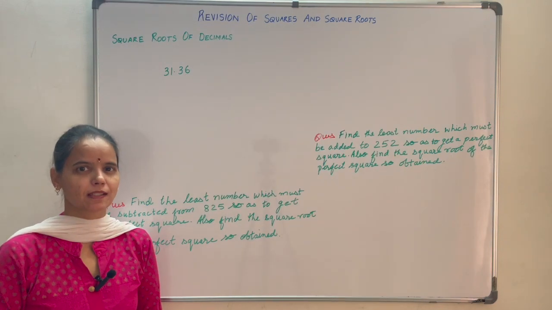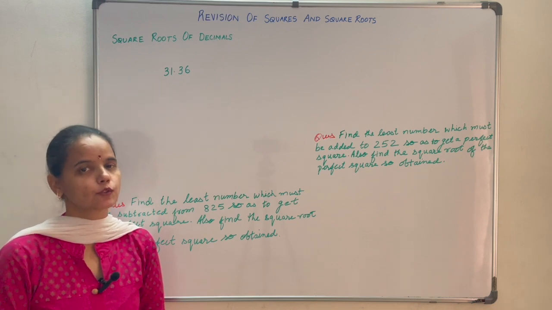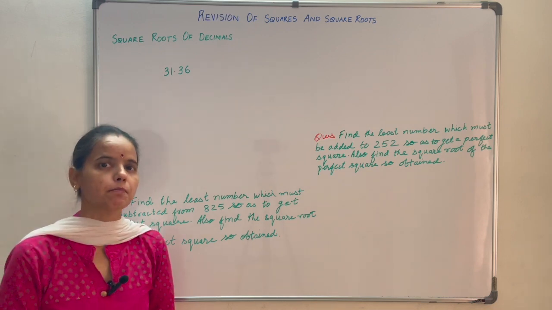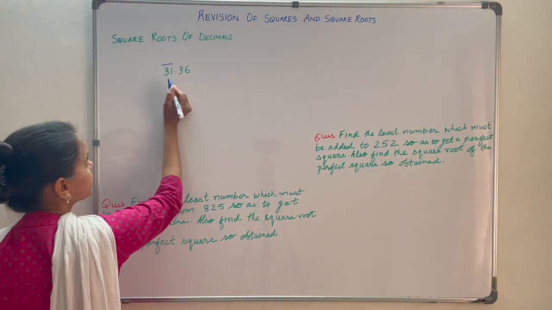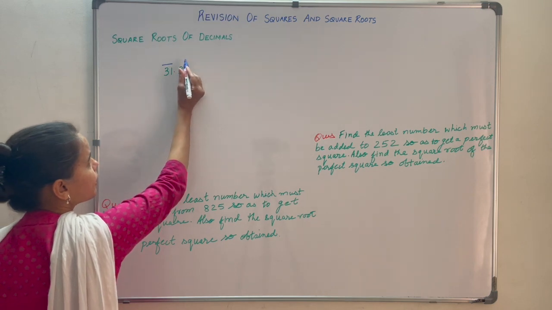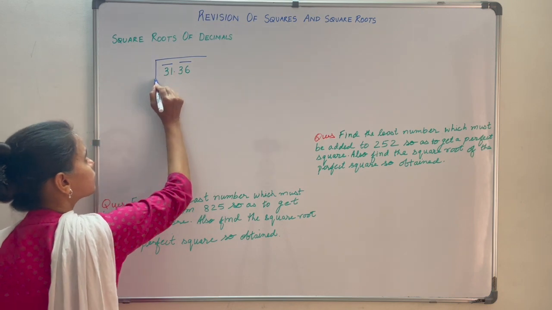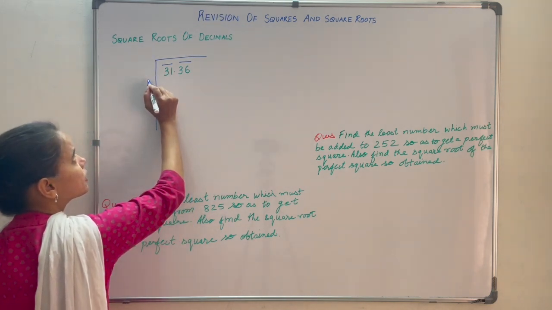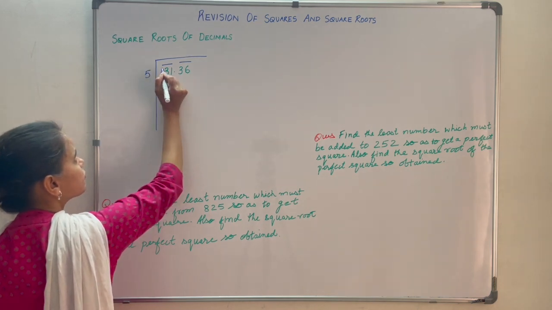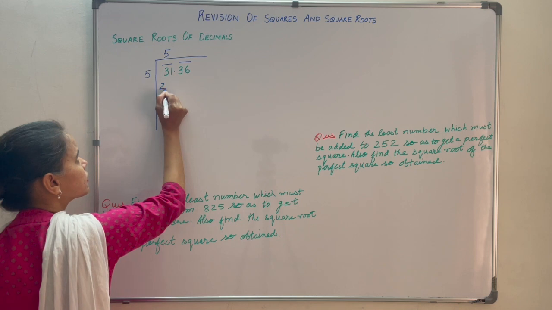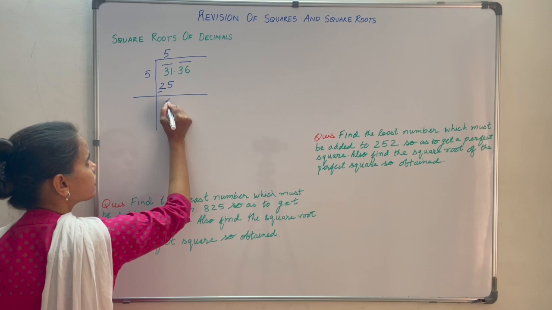Square root of decimals. Let us find out the square root of 31.36 by division method. So for division method, you need to first place the bars. For the whole part, you start placing the bars from the ones place in pairs. And for the decimal part, you start placing the bars from the tenth place in pairs. Now let us find out the largest number whose perfect square is less than or equal to 31. So that number is 5. 5 into 5 is 25. Now you need to subtract. 31 minus 25 is 6.